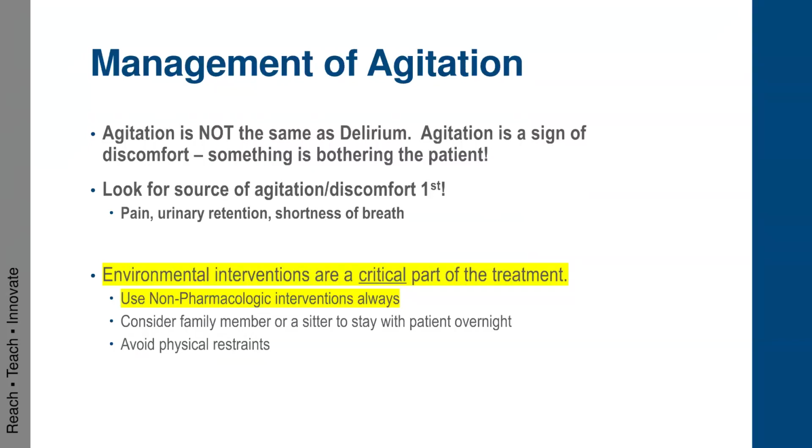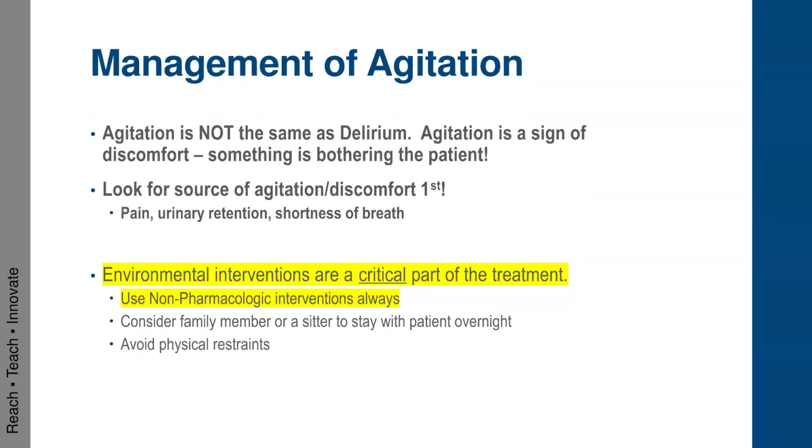So the first line in management of agitation is trying to be a detective and understand what is bothering the patient. Environmental interventions are also a critical part of the treatment. So trying to understand perhaps if they need to be positioned differently, perhaps a splint or something else may help a source of pain that's coming from a limb that has had surgery, or the way that someone is seated in bed, and make sure that they're not having back pain or pain on a decubitus ulcer or something.